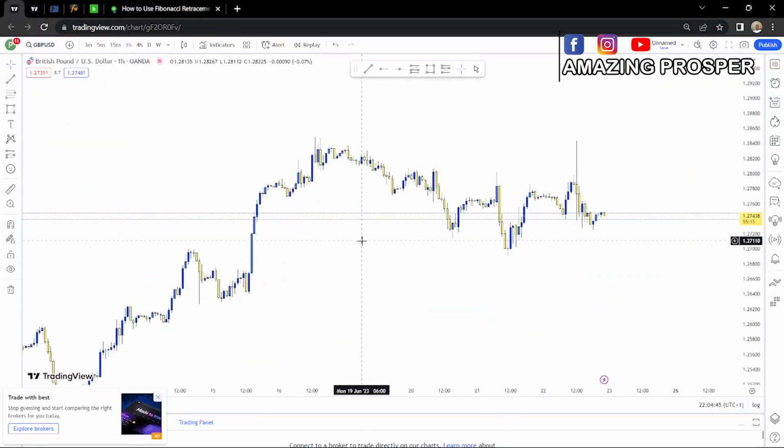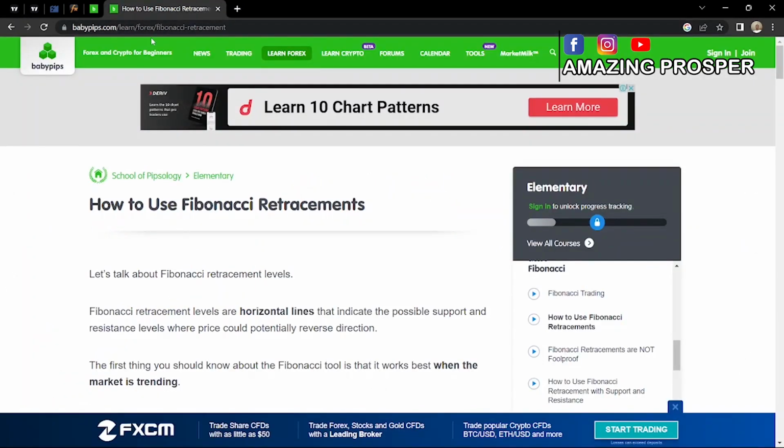This is the chart. So I'll be using GBP USD to teach you guys the Fibonacci level, and also use GBP JPY, which is the pair that I'm trading currently, to show you guys how to also work on that pair too. But let's first know what Fibonacci retracement levels are from Babypips.